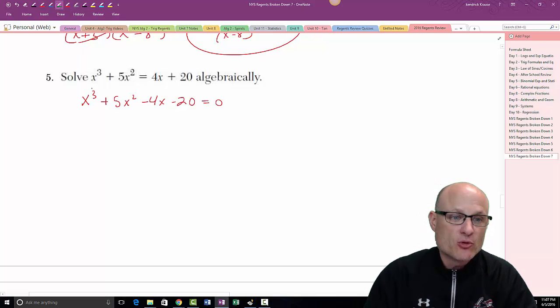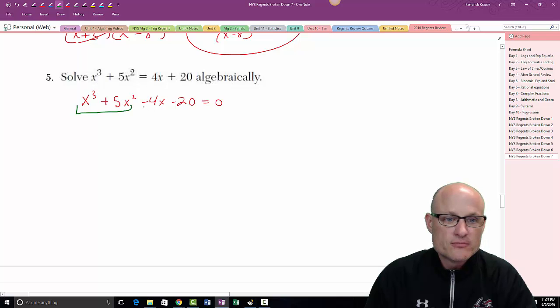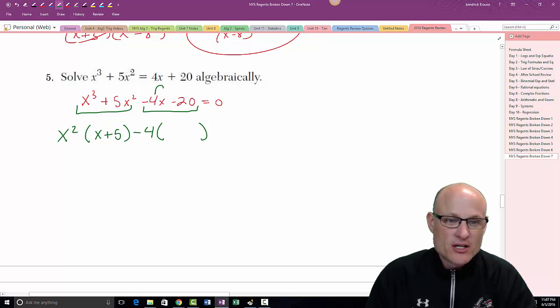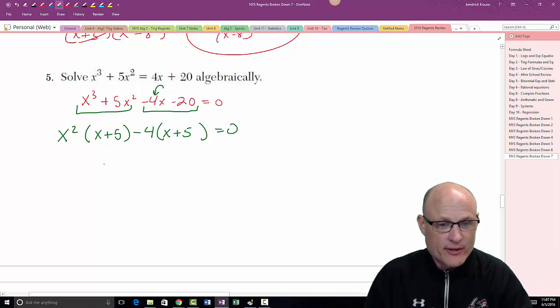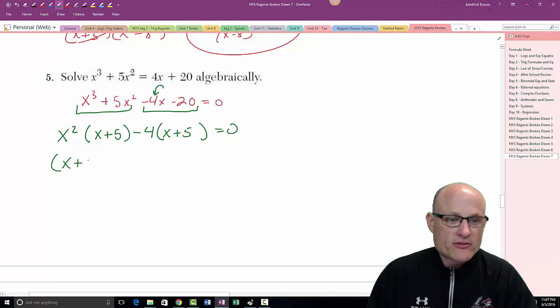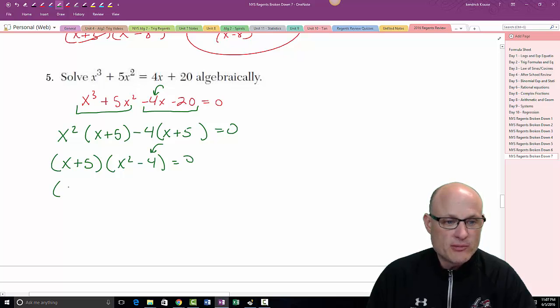There's 4 things, so we're going to group. I take out an x squared here, and I'm left with x plus 5. Boom, not a problem. Take out a minus 4. They love doing that, minus 4. You're taking out a minus 4, so it's x plus 5. Remember, these parentheses must match. If they don't, you did something wrong, or it doesn't work that way. You end up with x plus 5 times x squared minus 4. Oh, well, that's the difference of perfect squares, so we'll just keep going with that. x plus 5, x plus 2, x minus 2.